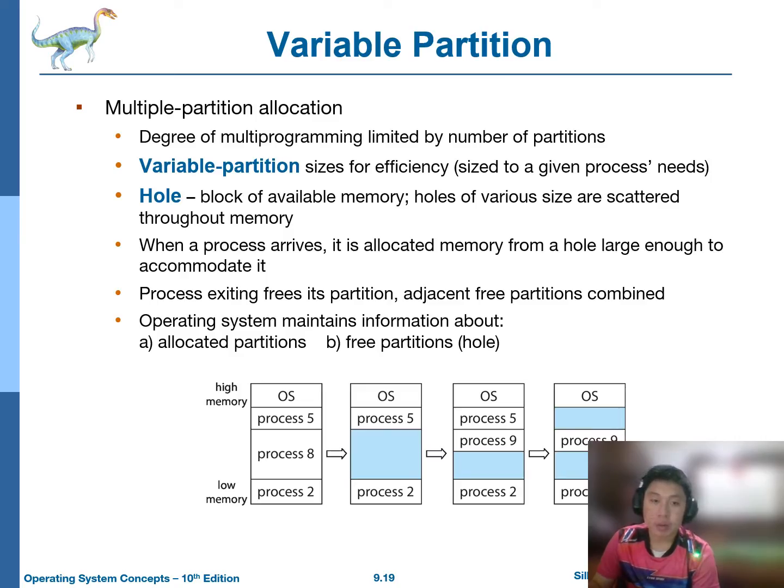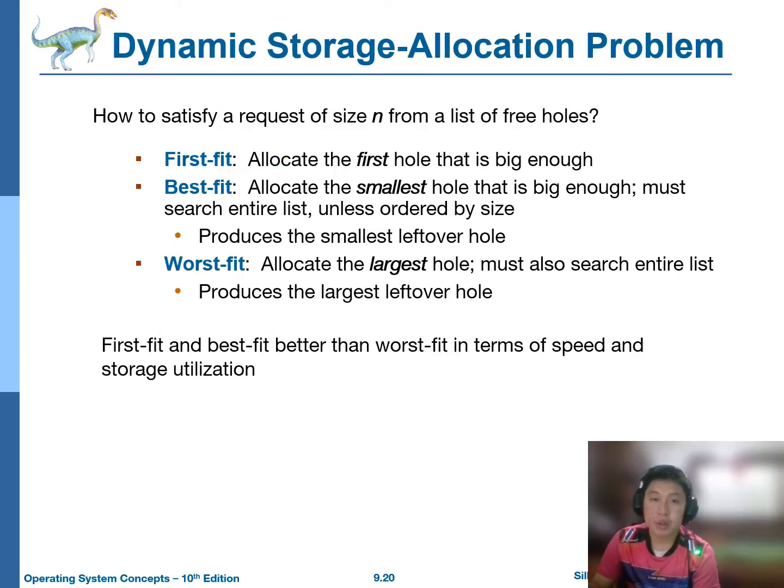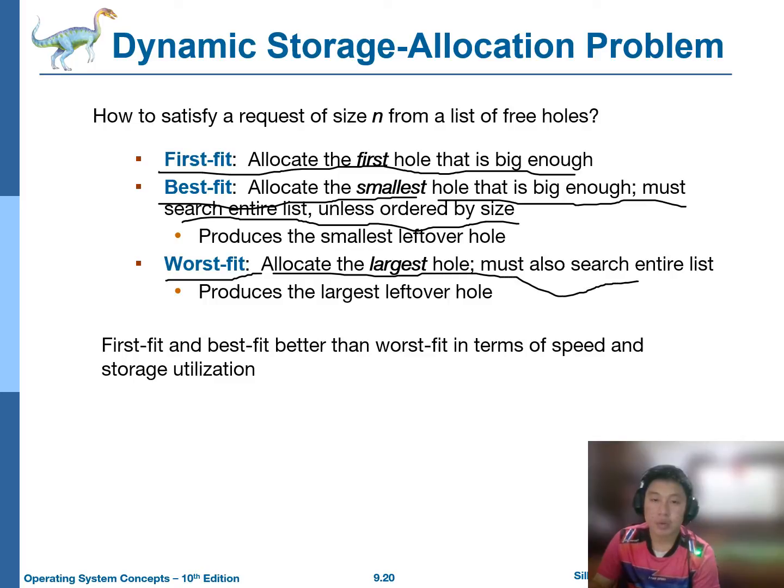Variable partition. High memory, low memory. Degree of multiprogramming is limited by the number of partitions. In variable-partition scheme, the operating system keeps a table of which parts of memory are available. When a process exits, it frees its partition, and adjacent free partitions are combined. Dynamic storage allocation problem: first fit allocates the first hole that is big enough. Best fit allocates the smallest hole that is big enough; must search the entire list unless ordered by size. Worst fit allocates the largest hole; must also search the entire list.